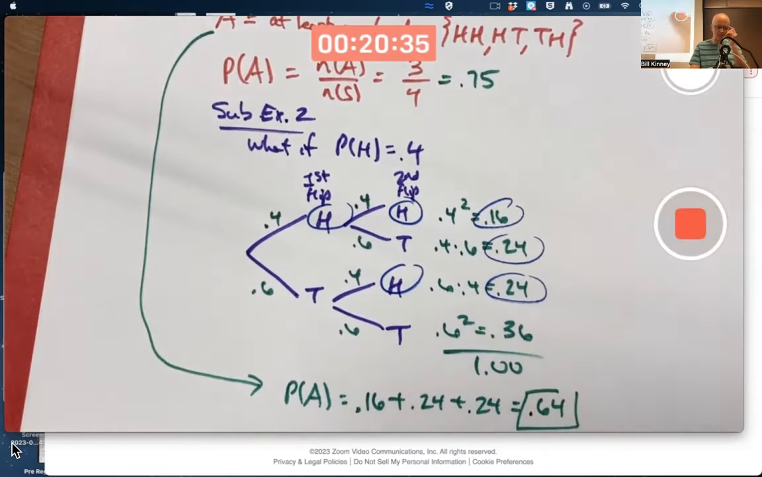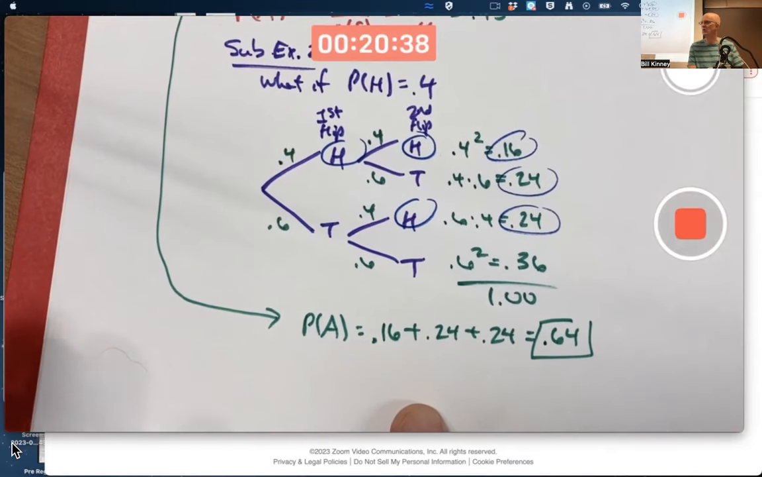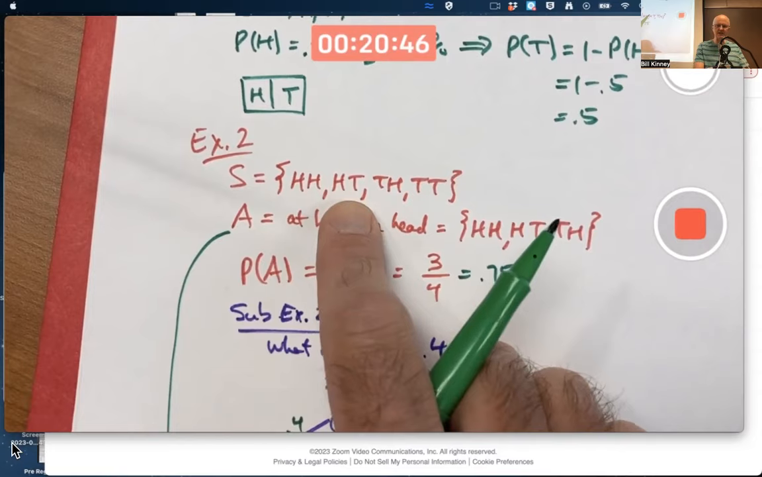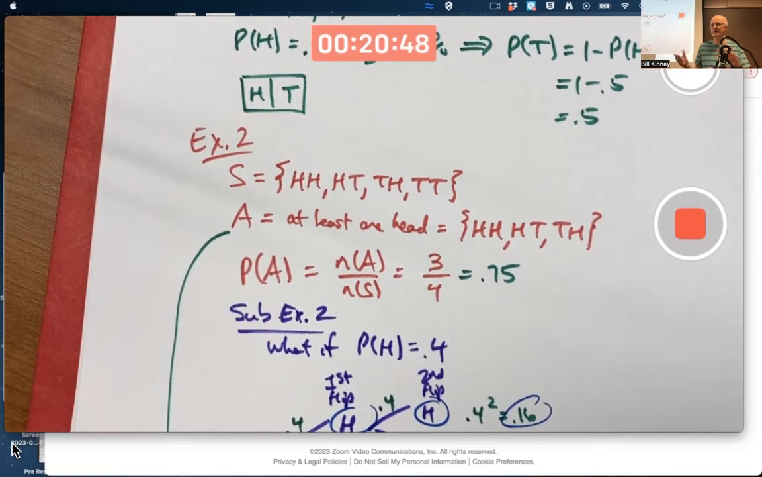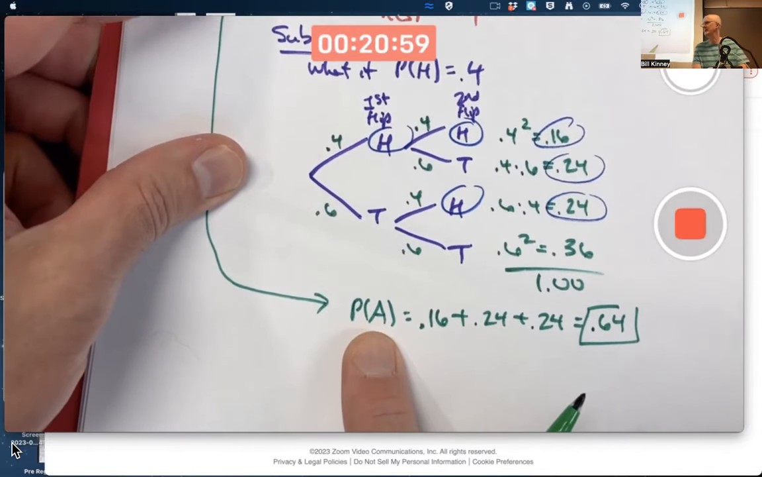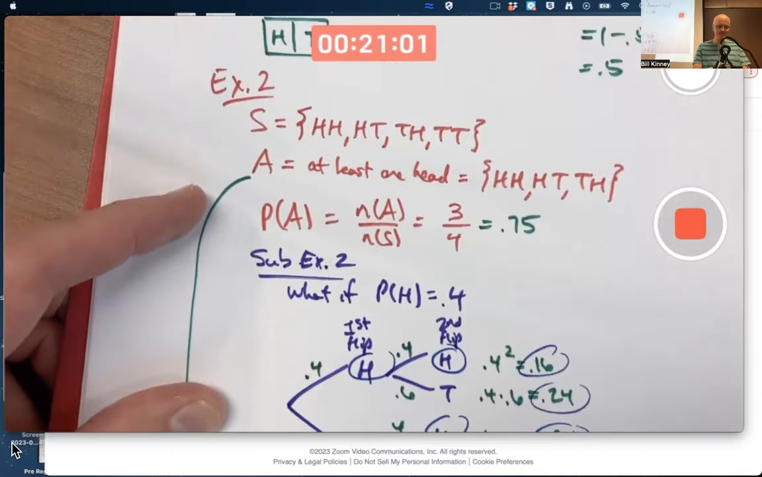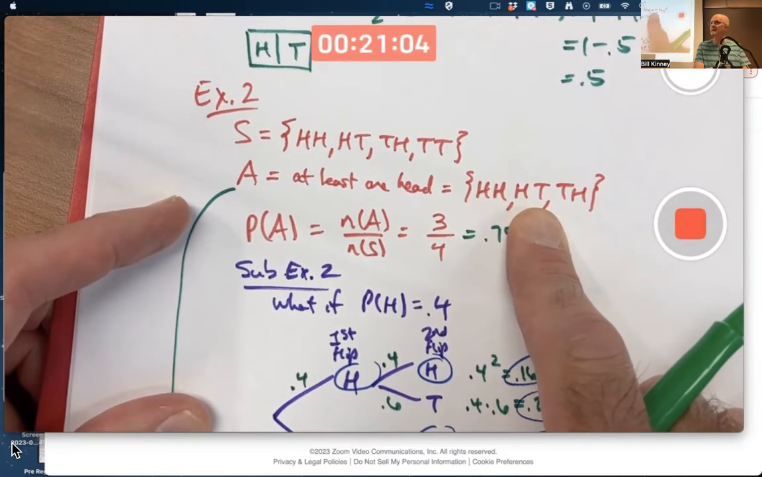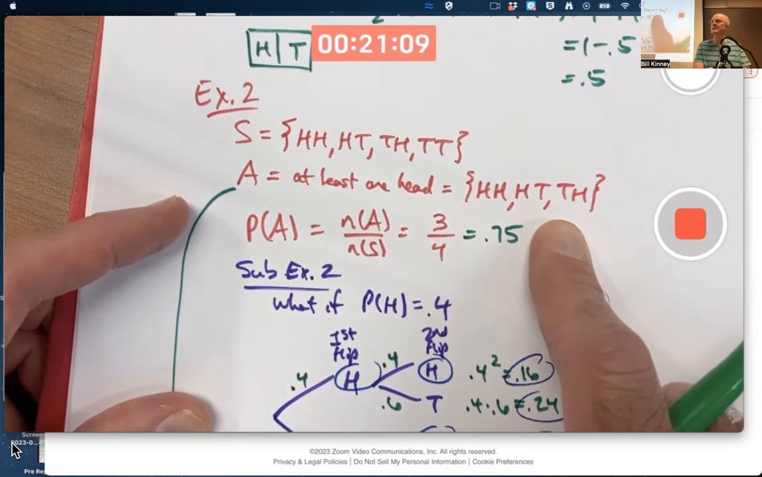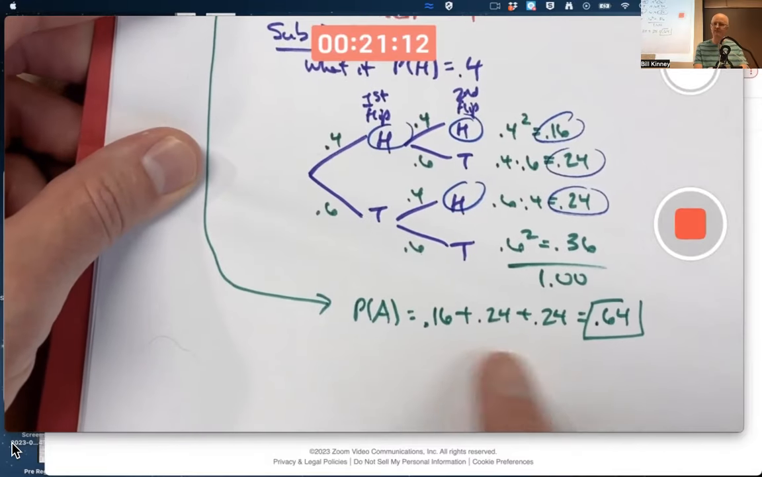I am still using what's called the probability addition rule for mutually exclusive events. These individual outcomes, HH, HT, TH, as sets are mutually exclusive. There's no overlap between them. The intersection of any two of them is empty. Therefore, the probability of the compound event A, which is really the union of those three things, can be found by adding the probability of each outcome individually. That's what I did there.